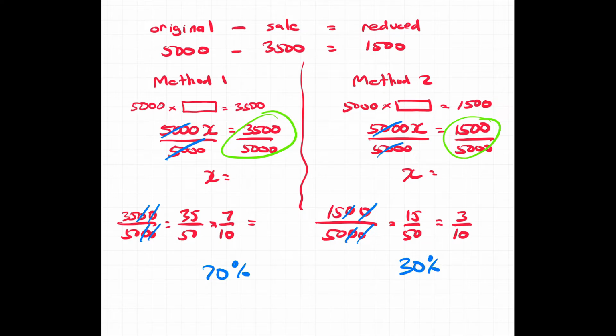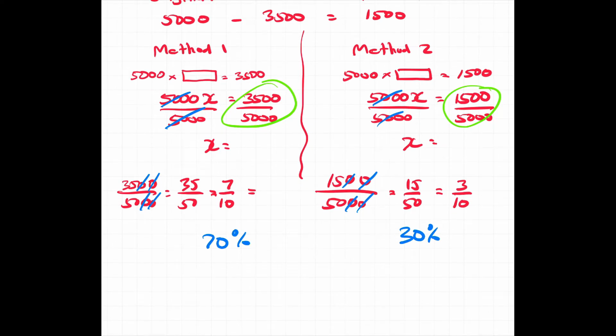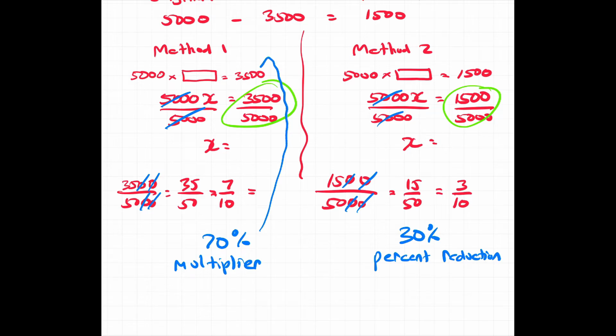So those numbers are different. Why? Well, this one right here is the percent reduction, and this one right here is our multiplier. So if we take the original price times the multiplier, which is 100% minus the 30% reduction, we're going to multiply by 70% to get this value right there. And if we multiply by the percent reduction, we're not going to get the total amount, we're going to get the amount that it is reduced, which is 1,500.